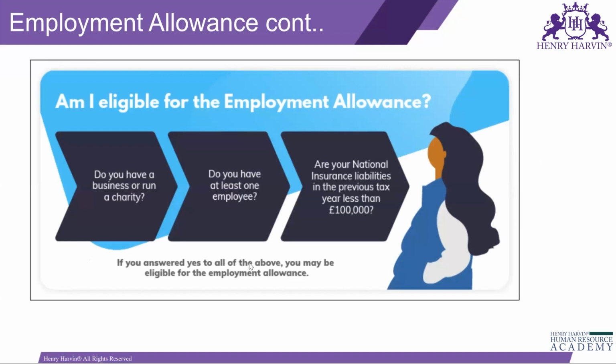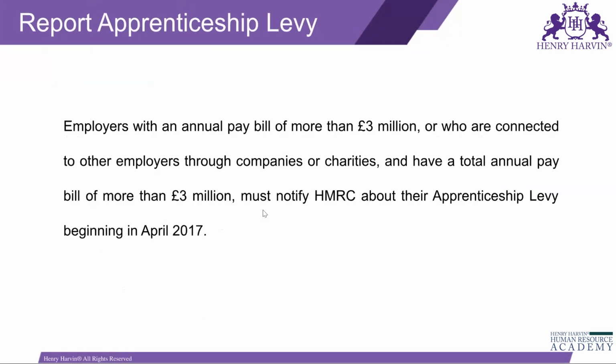Then the third criteria is, are your National Insurance liabilities in the previous tax year less than £1 lakh? Okay. See this? If suddenly there is a spike and the National Insurance liabilities go up in 1 or 2 months, then the employer may think, okay, we are not eligible for employment allowance, and at that time they can withdraw it. Now let's see apprenticeship levy.